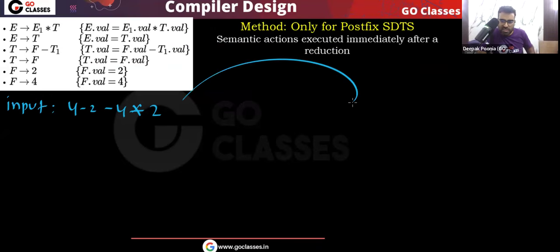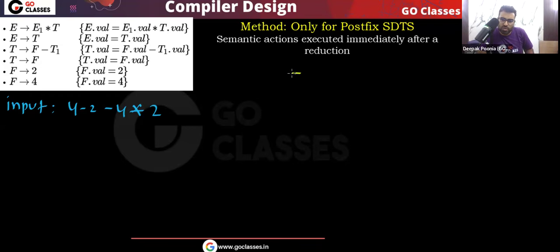First you make the parse tree without semantic actions. Then you perform left to right depth first traversal, and whenever you make a reduction, then immediately after that reduction, the corresponding semantic action you perform. Okay, very simple. So let's make the parse tree without semantic actions.